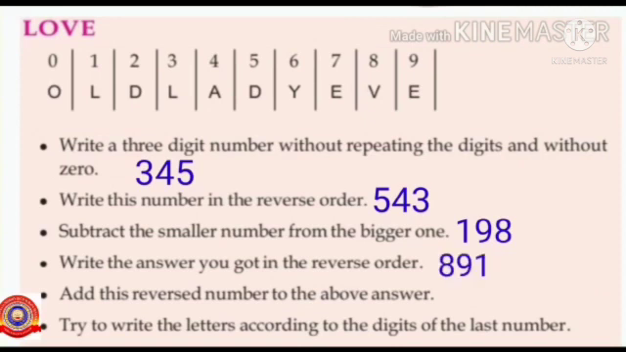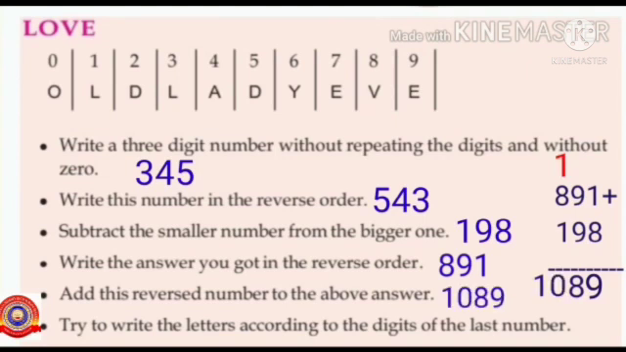Next, write the answer you got in the reverse order. That is 891. Next, add this reversed number to the above answer. That is 891 plus 198. 8 plus 1, 9. 9 plus 9, 18. Write 8 here, 1 carry over. 8 plus 1, 9. 9 plus 1, 10. That is 1089. Last instruction is try to write the letters according to the digits of the last number.